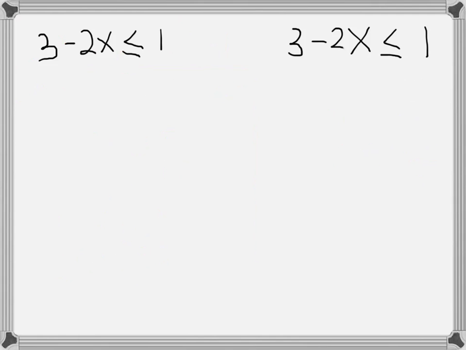Let's have a look at this one. Both are actually the same example, but over here I'm going to use a different step to show you the difference. I have 3 minus 2x smaller than or equal to 1. In order to make x the subject, I actually have two choices, which means I can use two different ways to do it.